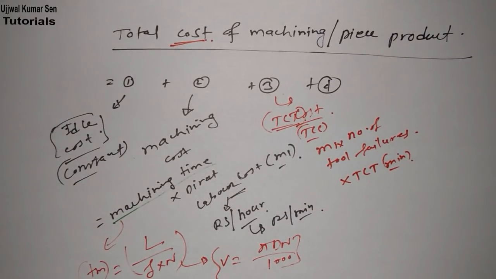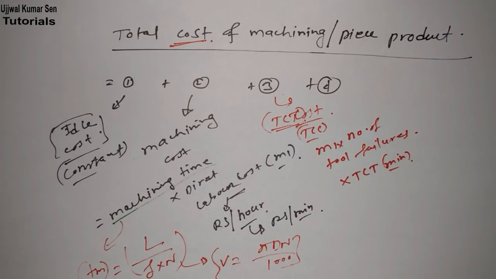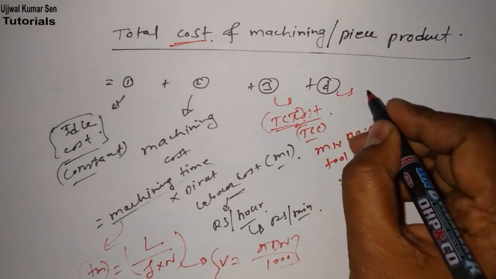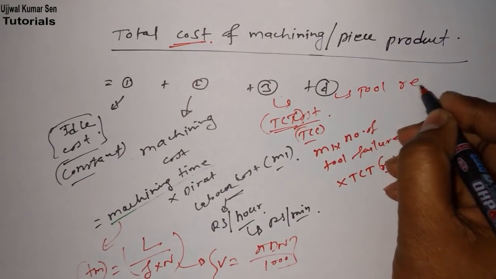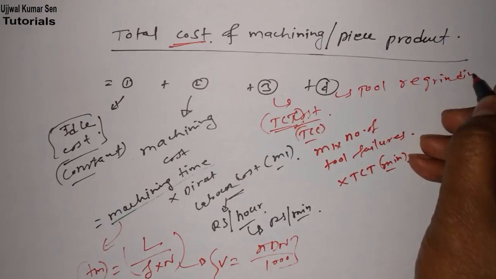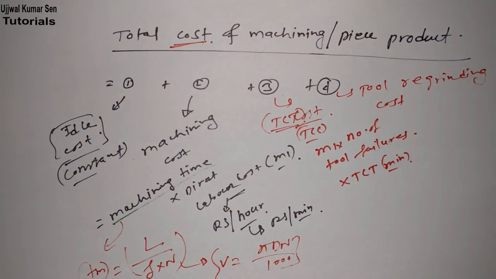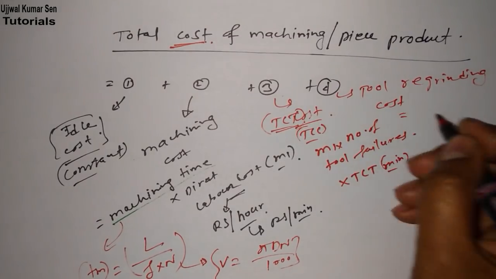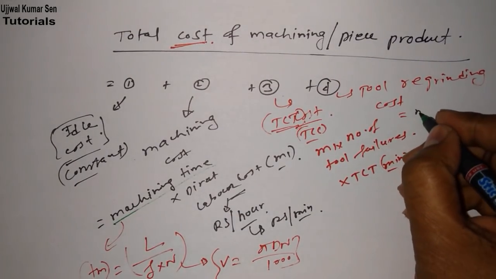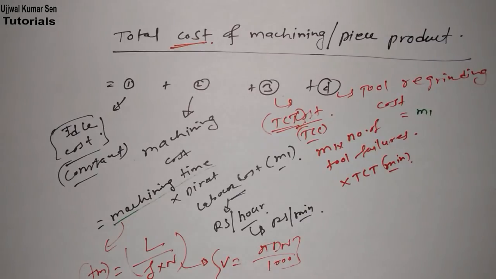So we have gone through three types of cost, those related to the total cost of machining per piece product. Now the last one remains, which is known as tool regrinding cost. Again here I have to relate it with the term M1, that means direct labor cost.